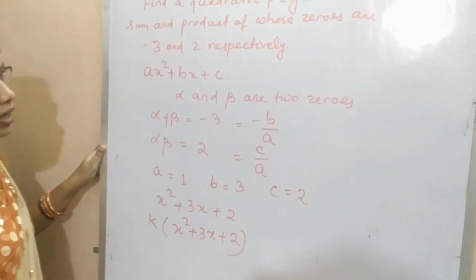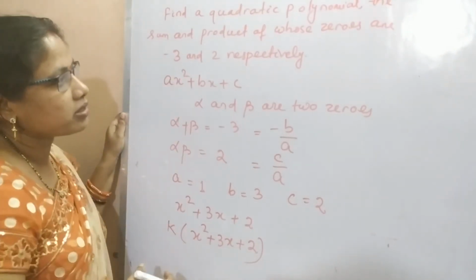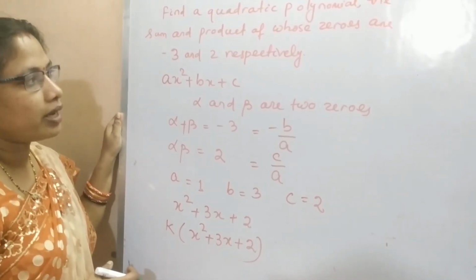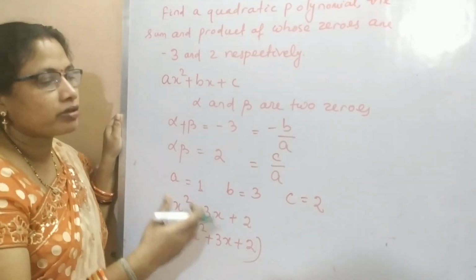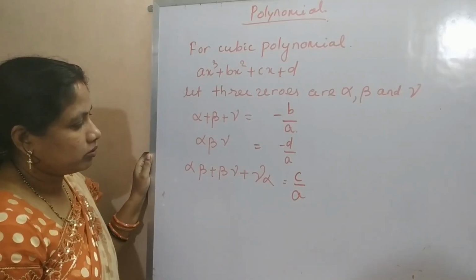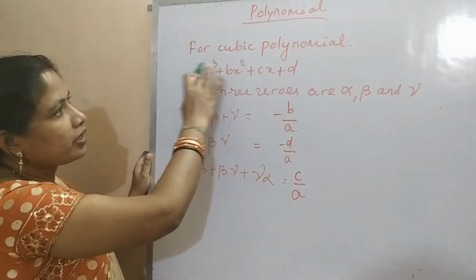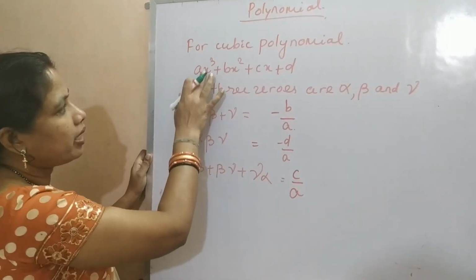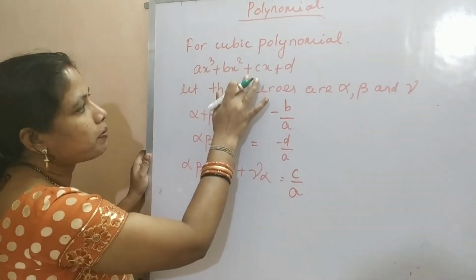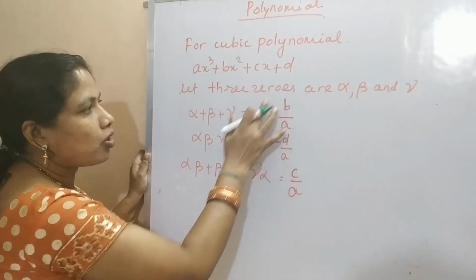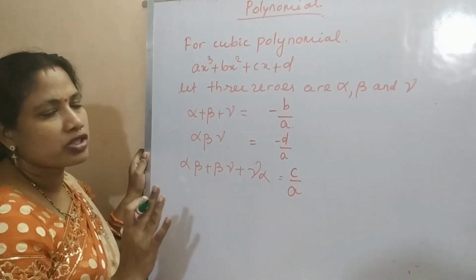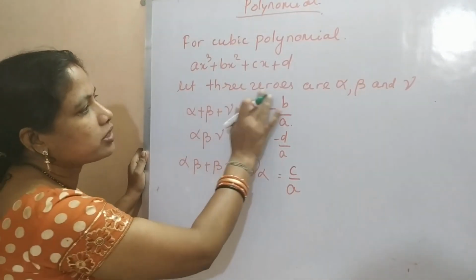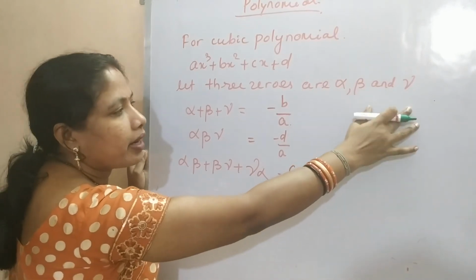So in this way, by using this relationship between two zeros and the coefficients of a quadratic polynomial, you will be able to solve further problems. In case of cubic polynomial, the general form of cubic polynomial is ax cube plus bx square plus cx plus d. So all of you know there are at most 3 zeros of a cubic polynomial. So let the 3 zeros be alpha, beta and gamma.